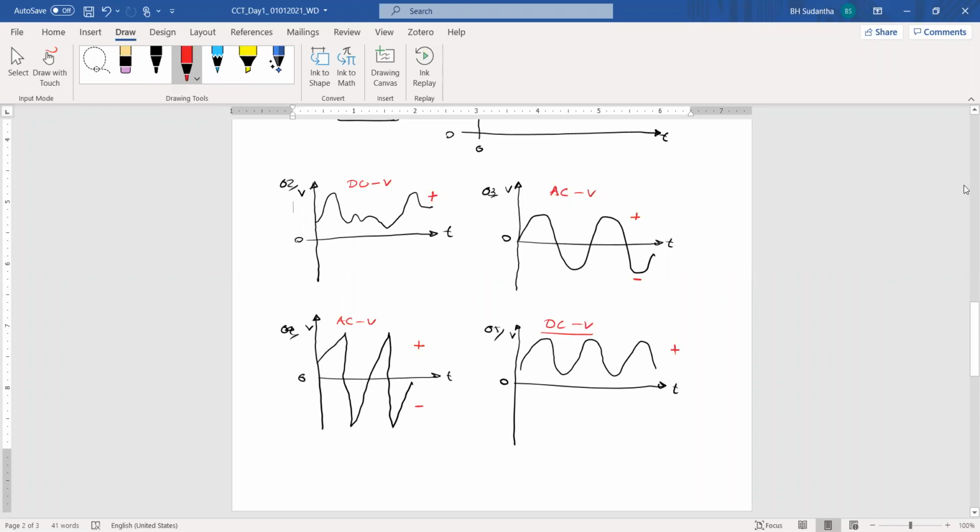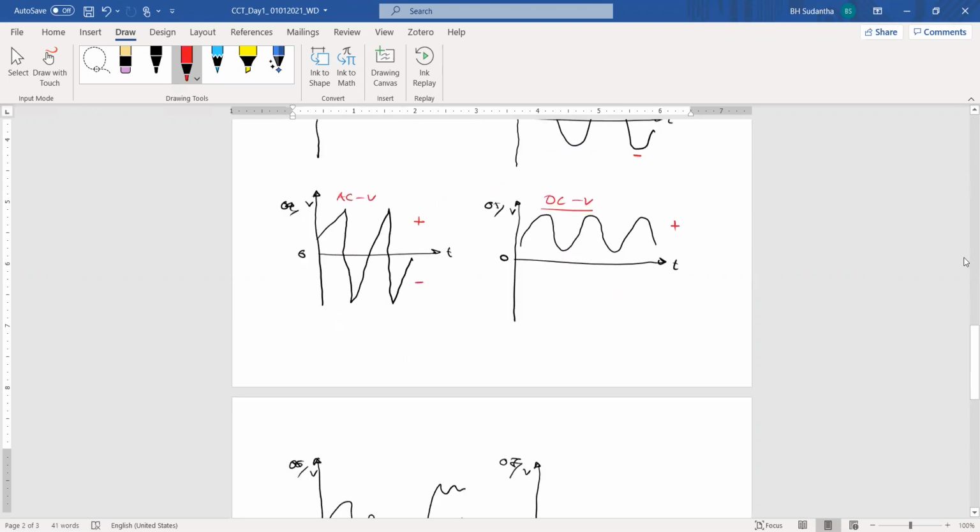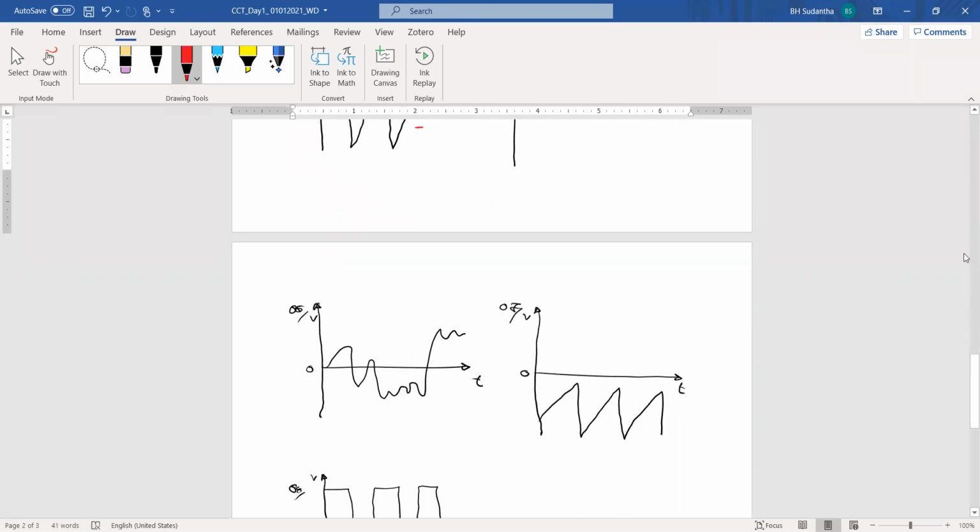Here also only positive, DC. And this one, it doesn't matter that it doesn't have a regular shape, but one time it's positive and another time negative. Because of that, this is AC voltage. And this one, all the time it's on the negative side, but it doesn't cross the zero line and it doesn't have positive values. Because of that, this is DC voltage.